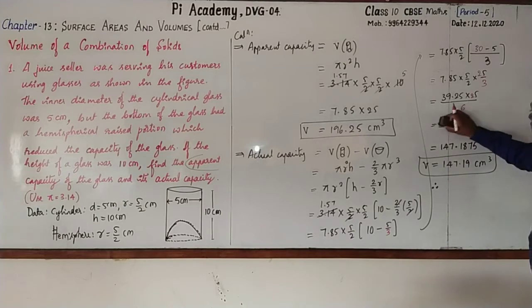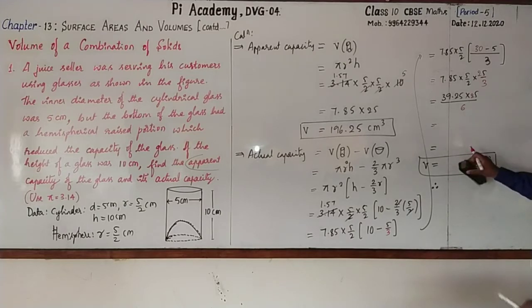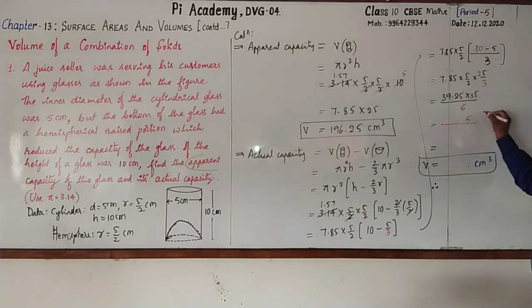Next, from here it will be 25 5s are 125, 12 is the carry. 25 2s are 50, 50 plus 12, 62, 6 is the carry. 25 9s are 225, it will be 231.